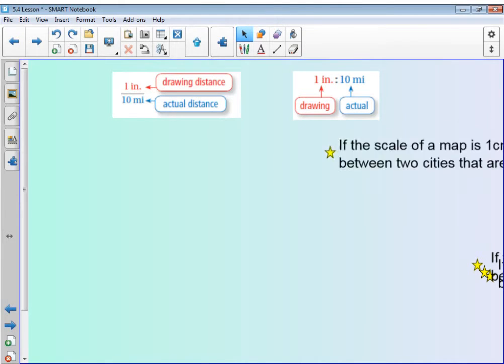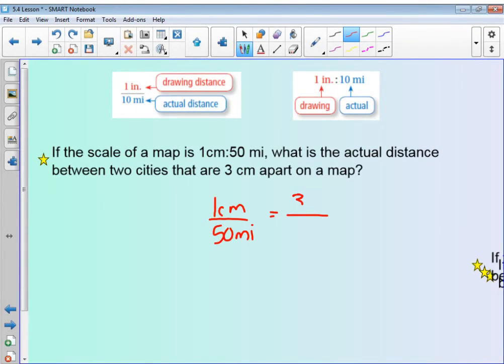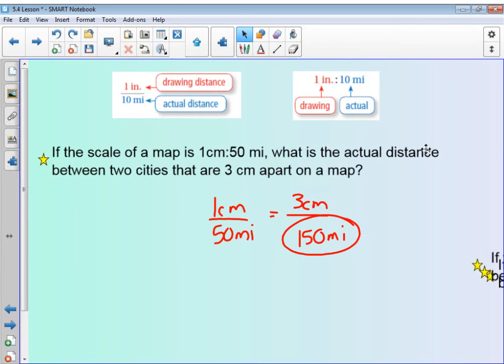All right, I want you guys to try this one. It says if the scale of a map is 1 centimeter to 50 miles, what is the actual distance between two cities that are 3 centimeters apart on a map? You should have gotten 150 miles.